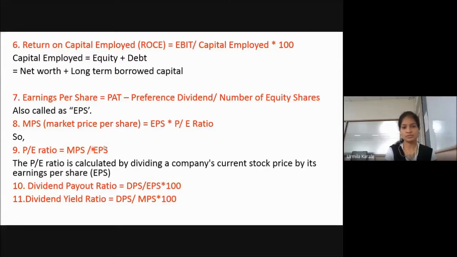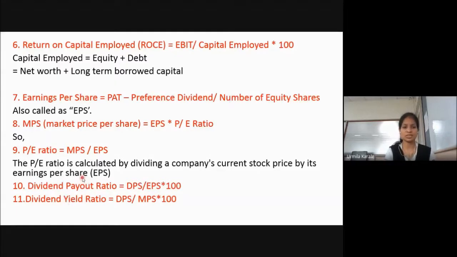So what happens when you are writing PE ratio here? Here it will come as market price divided by earning per share. So earning per share will get cancelled and you will get market price. This is how you can understand this.